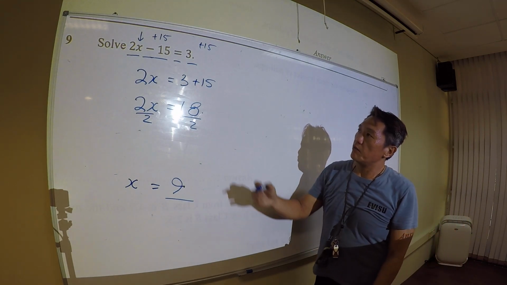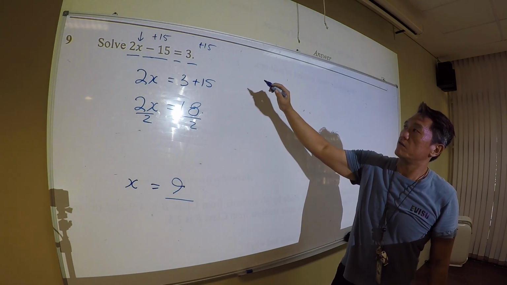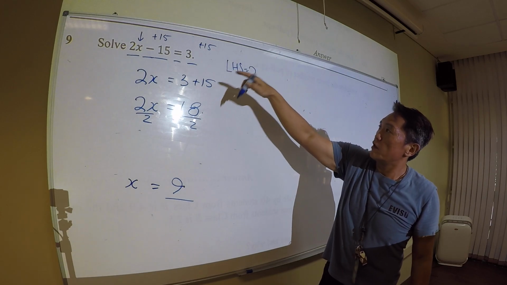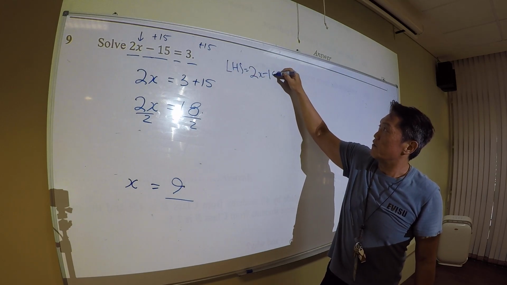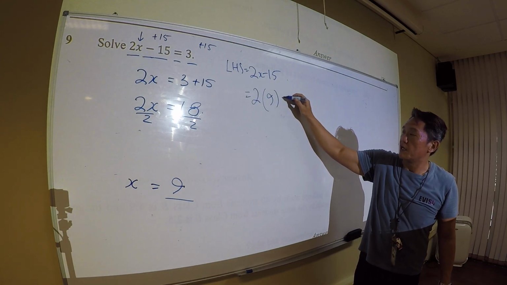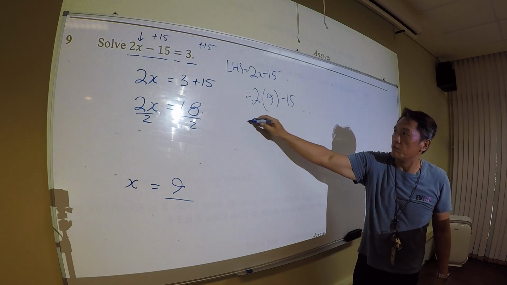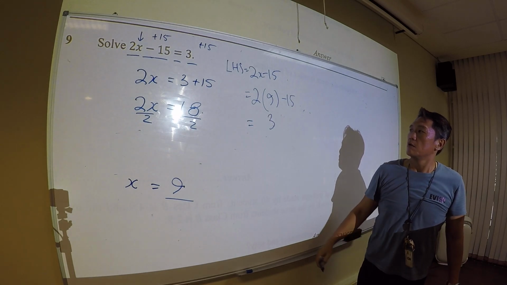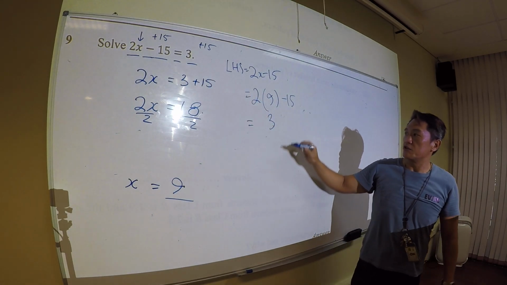Okay? You can put it back to double check yourself. My left hand side is 2x minus 15. When x is 9, 2 times 9 minus 15 will be equal to 18 minus 15, which is 3. Then you see your right hand side is also 3.